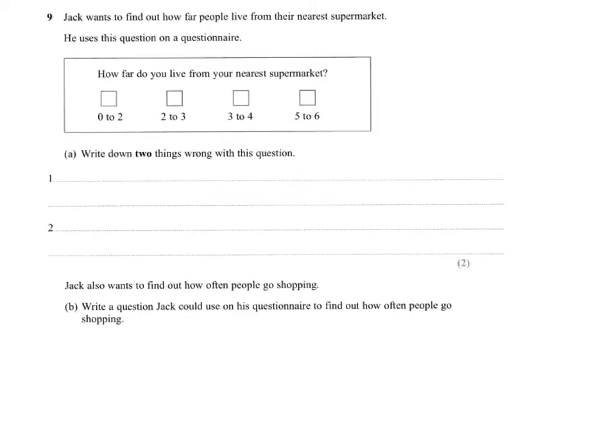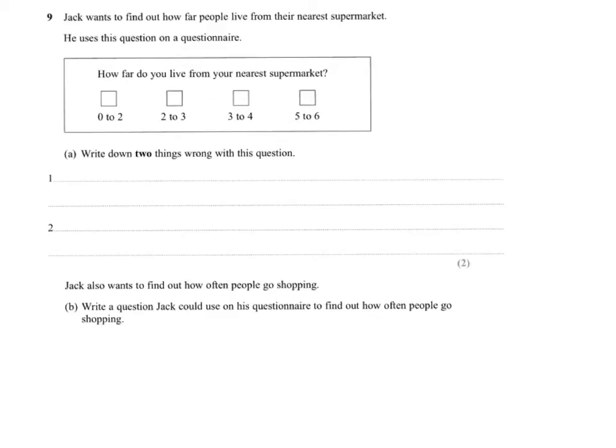Well, there's many things that are wrong with the question, so I'll give you a few of those and I'll write 2 down. First of all, you should see that it doesn't tell us what the unit is, so there's no units of measure given. How far do we live, in miles or metres, and so on? Then we've got what are called overlapping response boxes. So if I lived 2 miles, let's say it is, from the supermarket, would I put my answer in the first box or the second box? That would be difficult to know. You could really put it in either, which would cause confusion, so we've got overlapping response boxes.